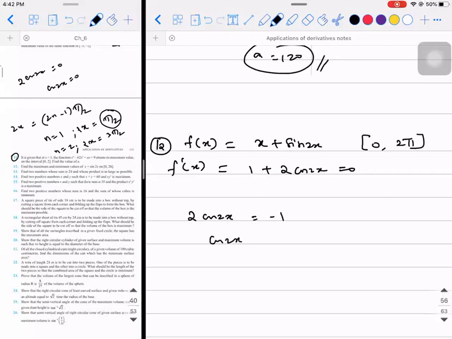So cos 2x is equal to minus 1 by 2. So cos of the angle is equal to minus half. In which quadrants is it possible? Second and third quadrant. So what is the value of the angle that will generate minus half from cos for the first time?